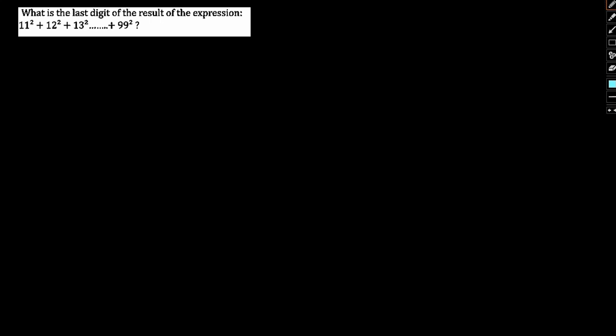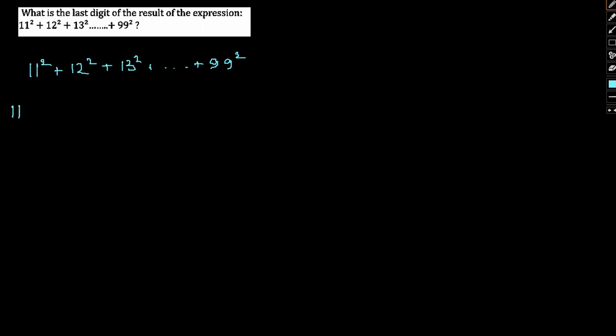What is the last digit of the result of the expression 11 square plus 12 square plus 13 square plus dot dot dot till 99 square? So we need to find the unit digit of the same. So we have 11 square plus 12 square plus 13 square plus dot dot dot till 99 square. Now, if we look at this series or the summation in this way, it's really difficult to figure out what the unit digit is going to be. Let us try and break this thing down, and let's see if we observe some kind of pattern or not.